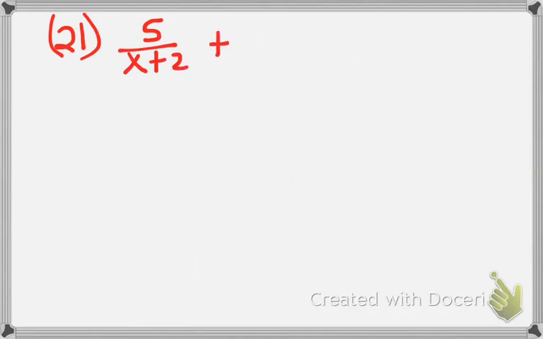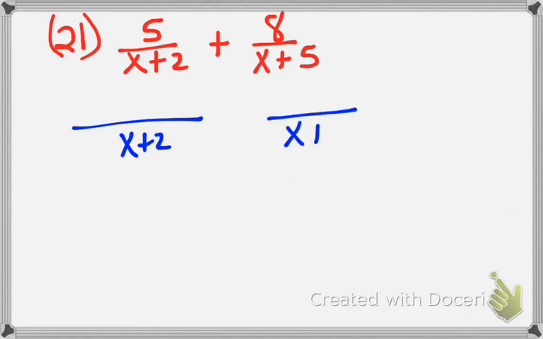Number 21, we're still adding rational expressions. But in this case, my denominators don't have anything in common. x plus 2 is already a factor. x plus 5 is already a factor, so I don't have to simplify them at all. But I need to have both of them. So x plus 2 has to be in both denominators, and x plus 5 has to be in both denominators.